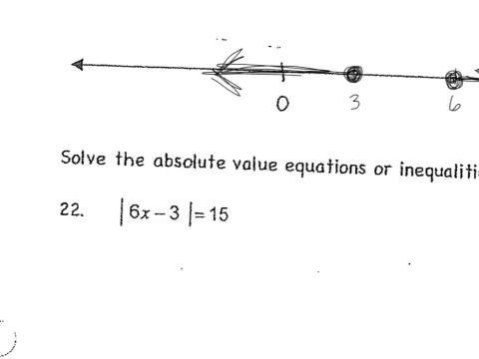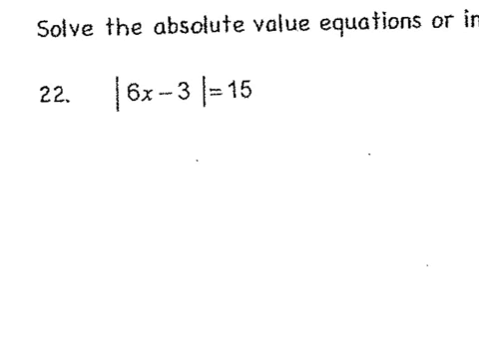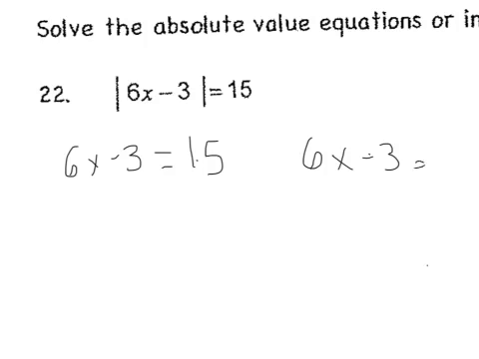Now we've got an absolute value equation, which we did not do, but I will show you how to do it anyway. Absolute value makes everything inside positive. So you're going to solve 2 equations for this. You're going to solve 6x minus 3 equals 15, and you're also going to solve 6x minus 3 equals negative 15, because if you end up with a negative 15 in the absolute value, that would turn it positive and the answer would be 15.